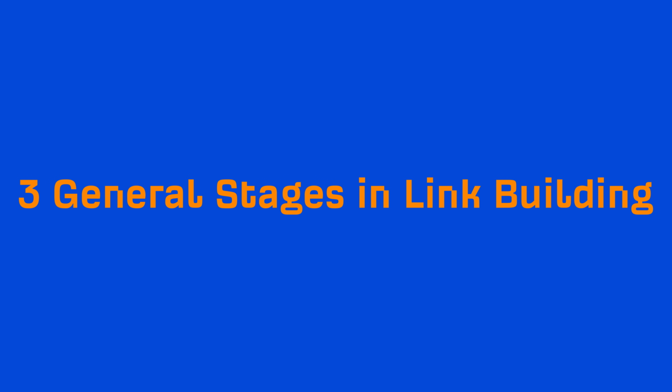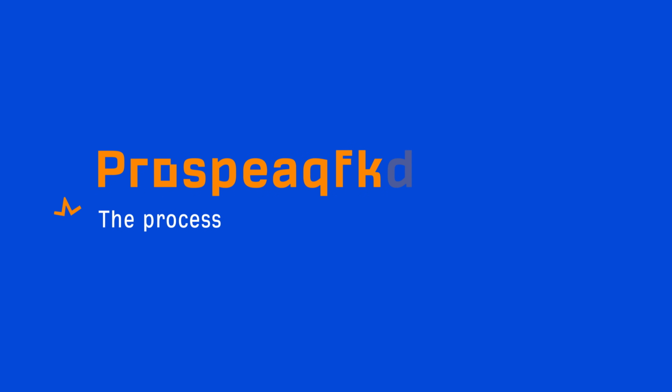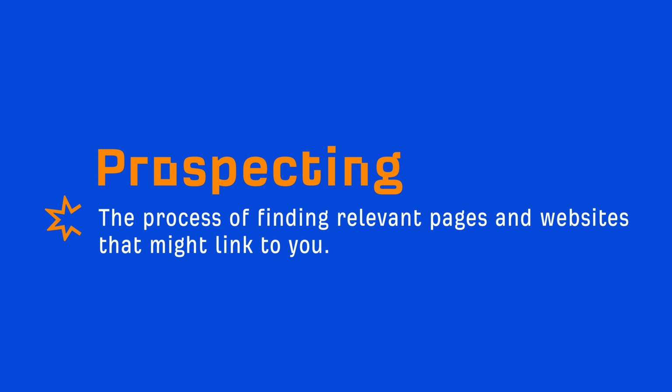There are 3 general stages in link building: prospecting, vetting, and email outreach. When prospecting, you're searching for relevant pages and websites that might link to you. These might be people who are linking to a similar page as the one you're going to create, those who have influence in your industry, or people who are passionate about the topic.